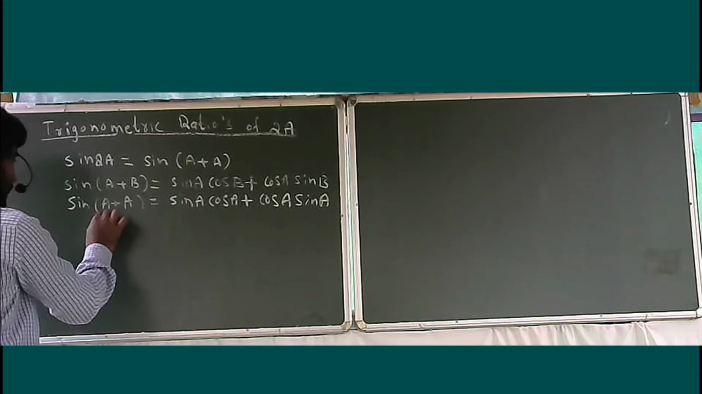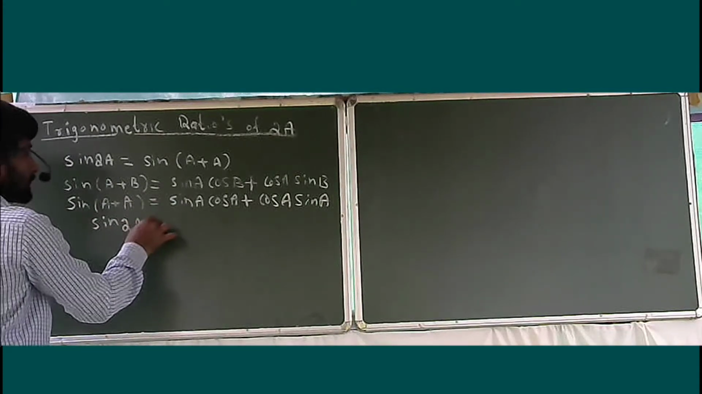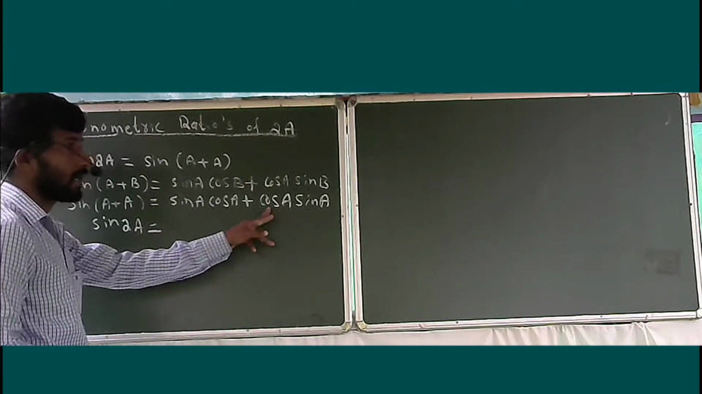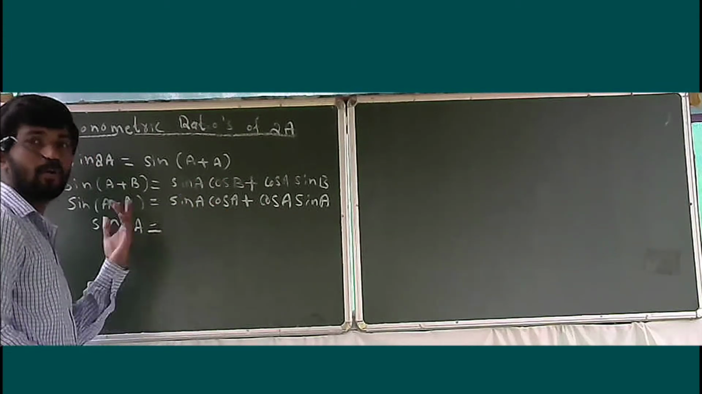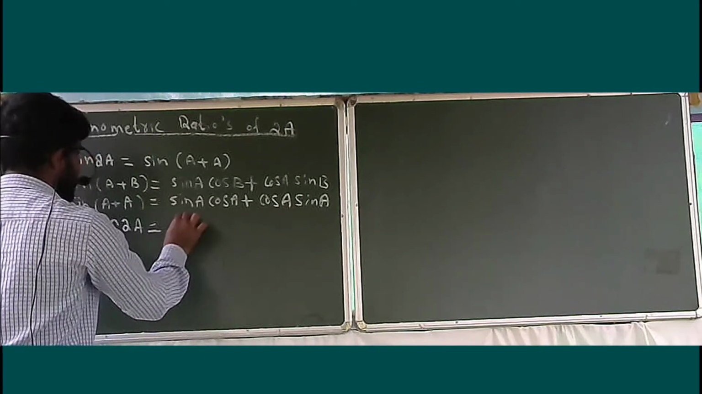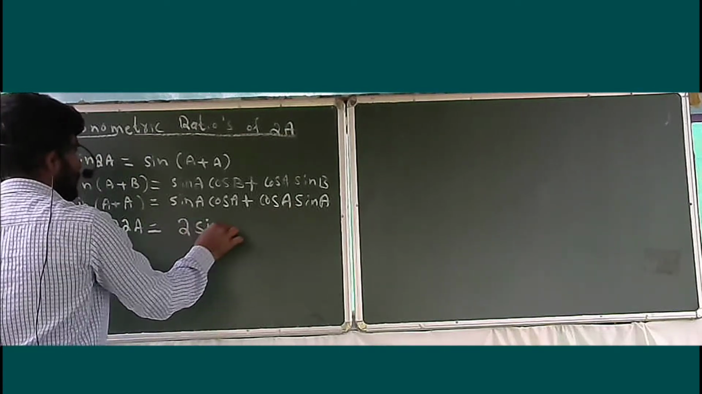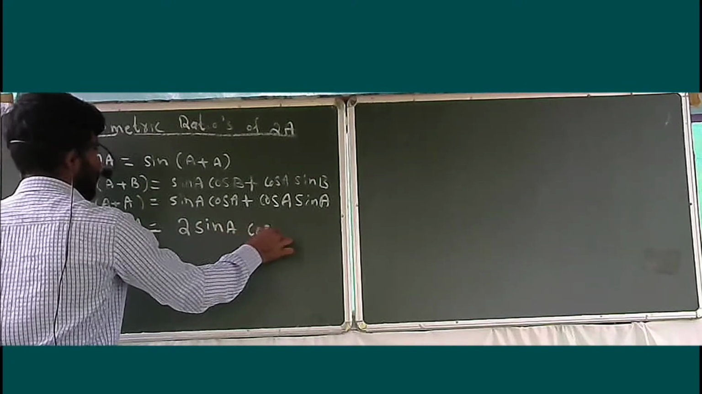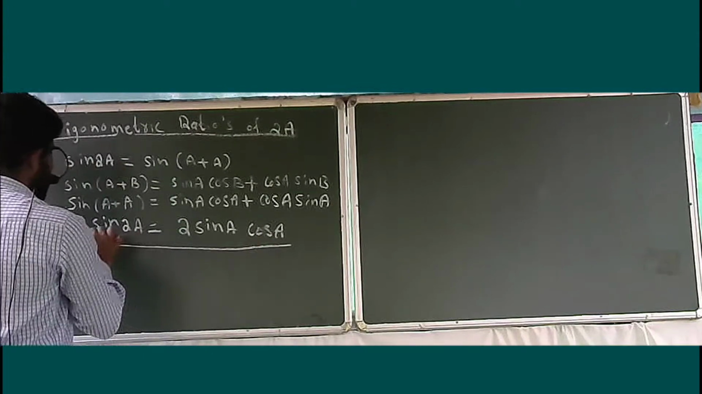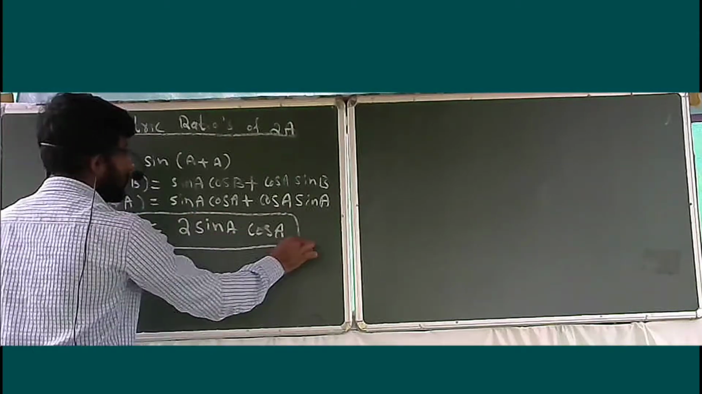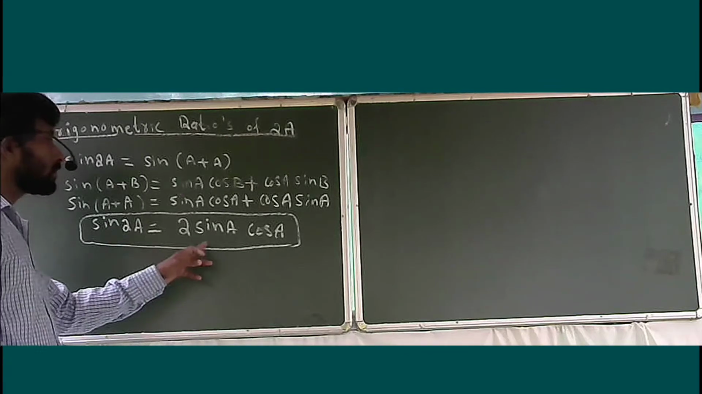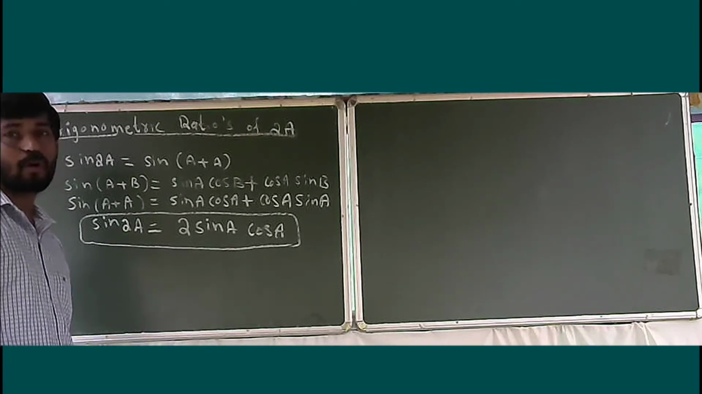Simplify this one, sin 2A is equal to sin A cos A plus sin A cos A. A plus A is equal to 2A. Similarly, sin A cos A plus sin A cos A is equal to 2 sin A into cos A. Therefore, sin 2A value is equal to 2 sin A into cos A. Very important formula, sin 2A is equal to 2 sin A into cos A.